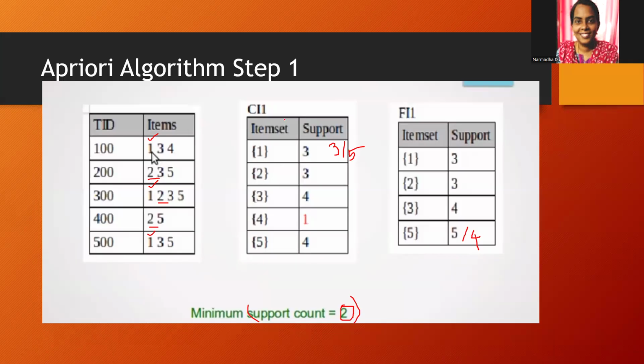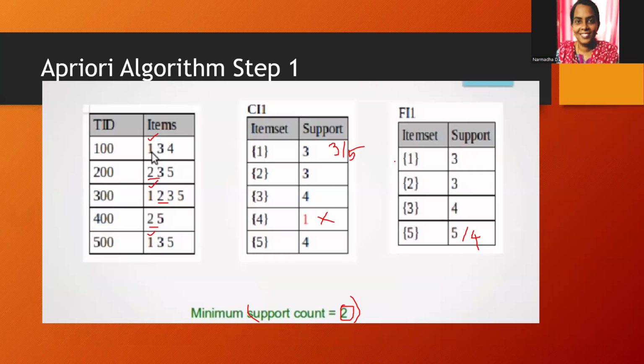From the candidate 1 item set, we are generating the frequent 1 item set. If you consider 3, the support is 3, which is greater than 2. But for the item 4, what is the support? The support is 1, which is less than the minimum support threshold. All those that qualify are identified as the frequent 1 item set. So we are able to find the frequent 1 item set from the candidate 1 item set.